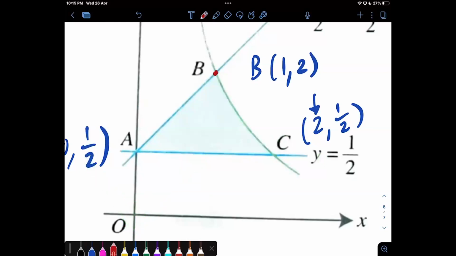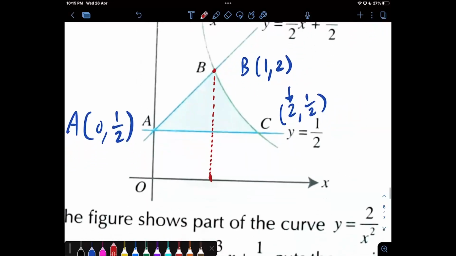Whenever you have a sharp point, what are you supposed to do? Identify the sharp point. It's point B. Drop a vertical line down. Okay. Then the vertical line has an equation, right? Can you tell me what's the equation? B is (1, 2). So x equals? X equals 1. So final answer, x equals 1.